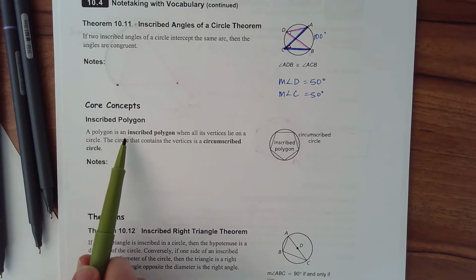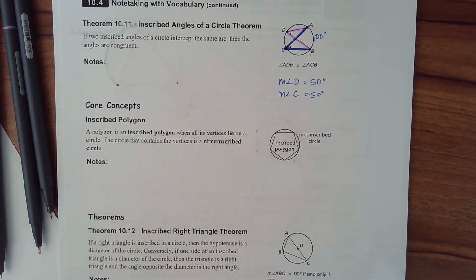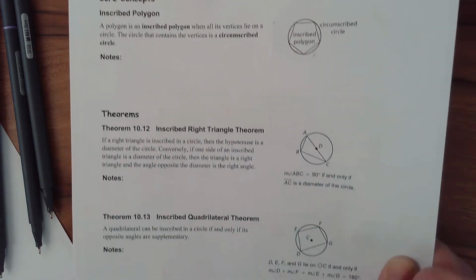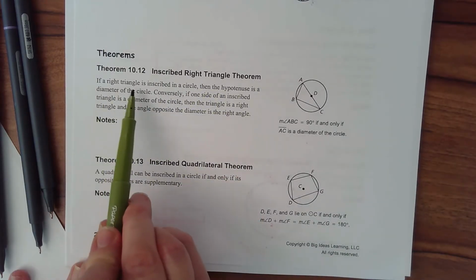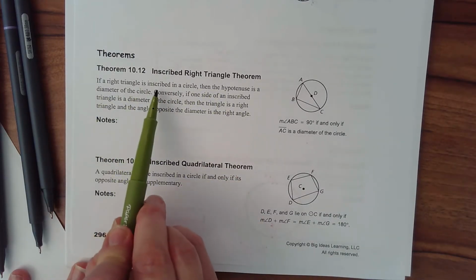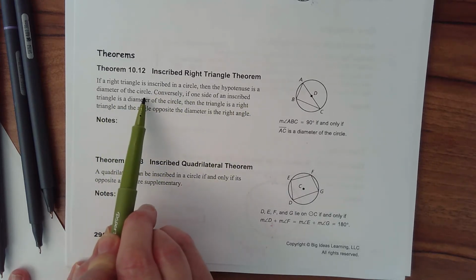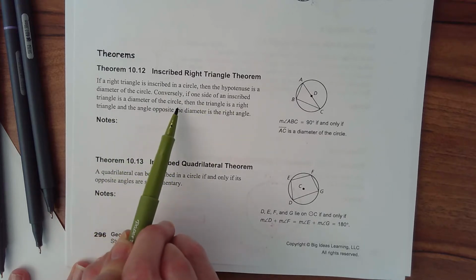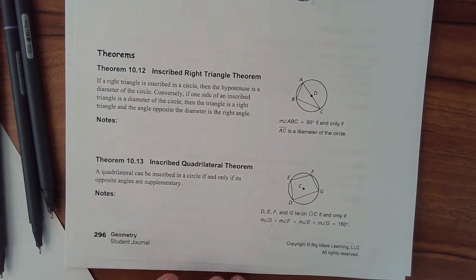All right, a polygon is an inscribed polygon when all its vertices lie on a circle. The circle that contains the vertices is called a circumscribed circle. We talked a little bit about that on the previous page, and this is just a nicer diagram for it. Next theorem says inscribed right triangle theorem. If a right triangle is inscribed in a circle, then the hypotenuse is the diameter of the circle. Conversely, if one side of an inscribed triangle is the diameter of a circle, then the triangle is a right triangle, and the angle opposite the diameter has to be a right angle.